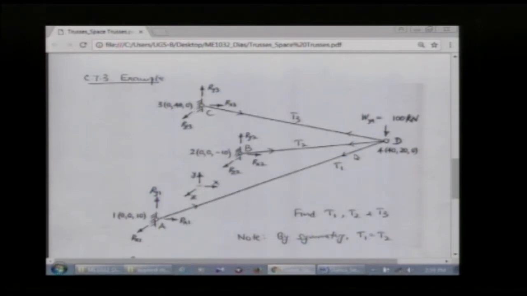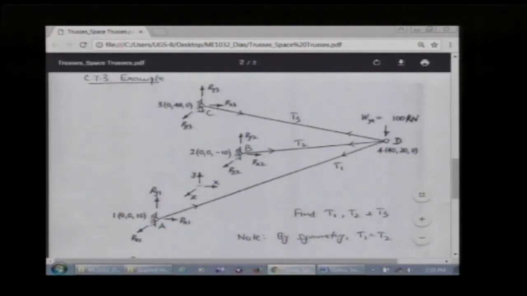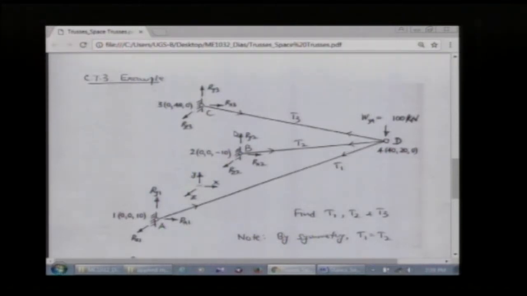So let's see whether we can apply this to a simple structure. Once again, we are dealing with simpler structures. This is in space. This joint D is the free joint. Others are fixed to foundations. So you can see that this is stable because this is an open three-dimensional truss, one free joint connected to fixed points by three members. m equals 3j is the requirement, right?